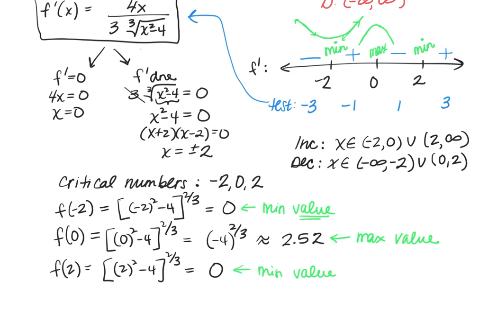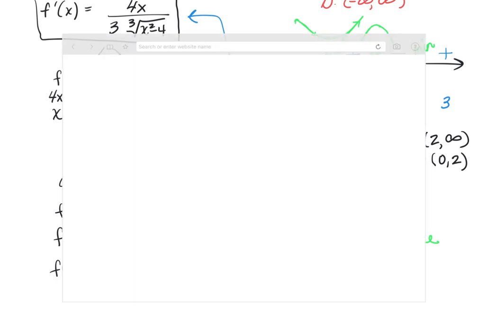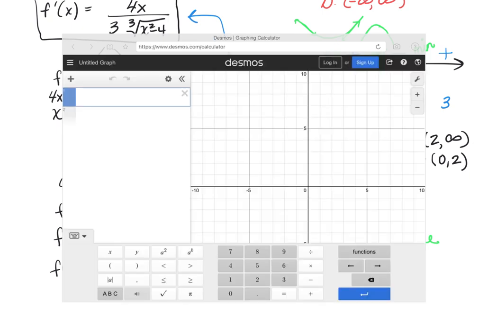Now, I'm a big fan of checking my work utilizing either Desmos or a graphing calculator. So I'm going to pull up Desmos, and I encourage you to do so at the same time. And let's go ahead and take a look at the graph of the original function, which was x squared minus 4, and that was raised to the 2/3 power.